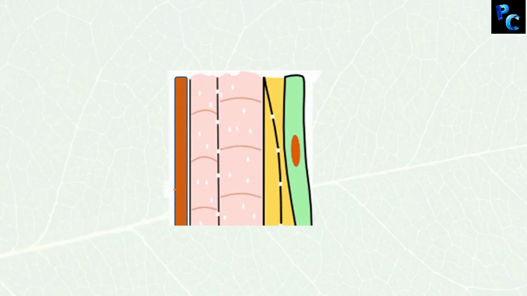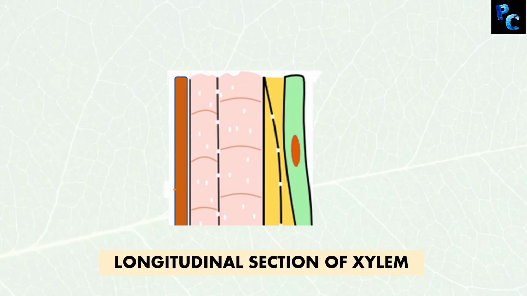So students, these are the four elements of the xylem, and this is the longitudinal section of xylem. We see the pipe-like vessels. They are stacked on top of one another. They have pits marked in white.